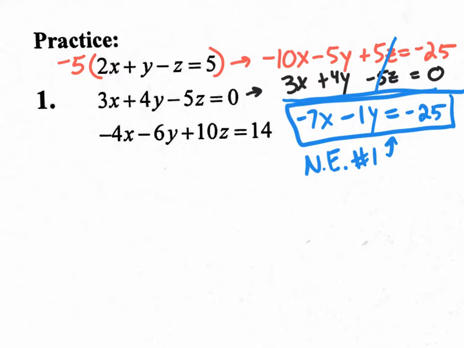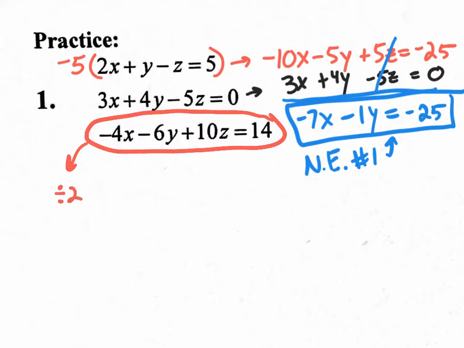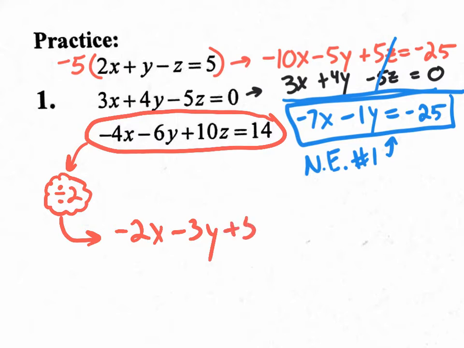So this is what I'm going to do. I'm going to circle this, draw an arrow. I want to put divided by 2 in a cloud. Then I want to show that one that I have not used divided by 2. It's going to be a negative 2x, a minus 3y, a plus 5z, and it's going to equal 7.